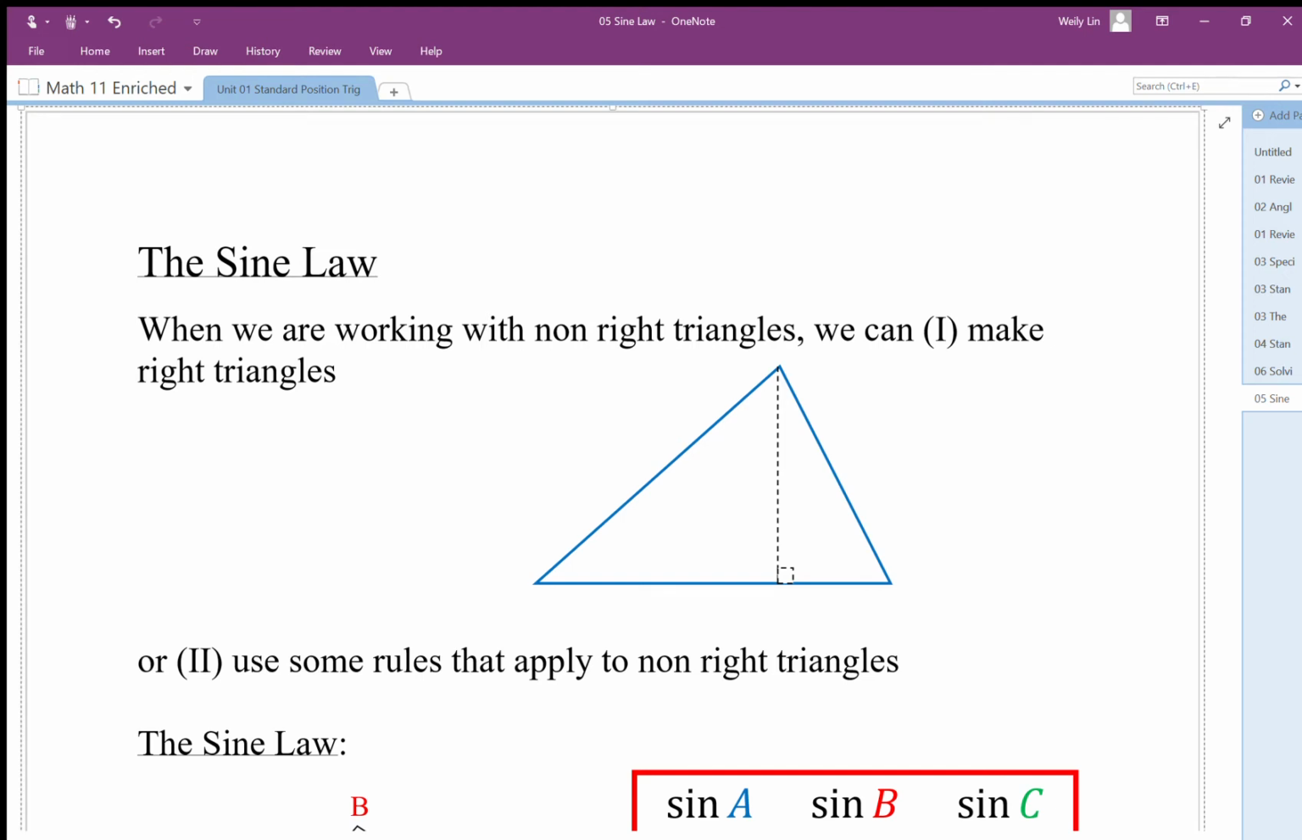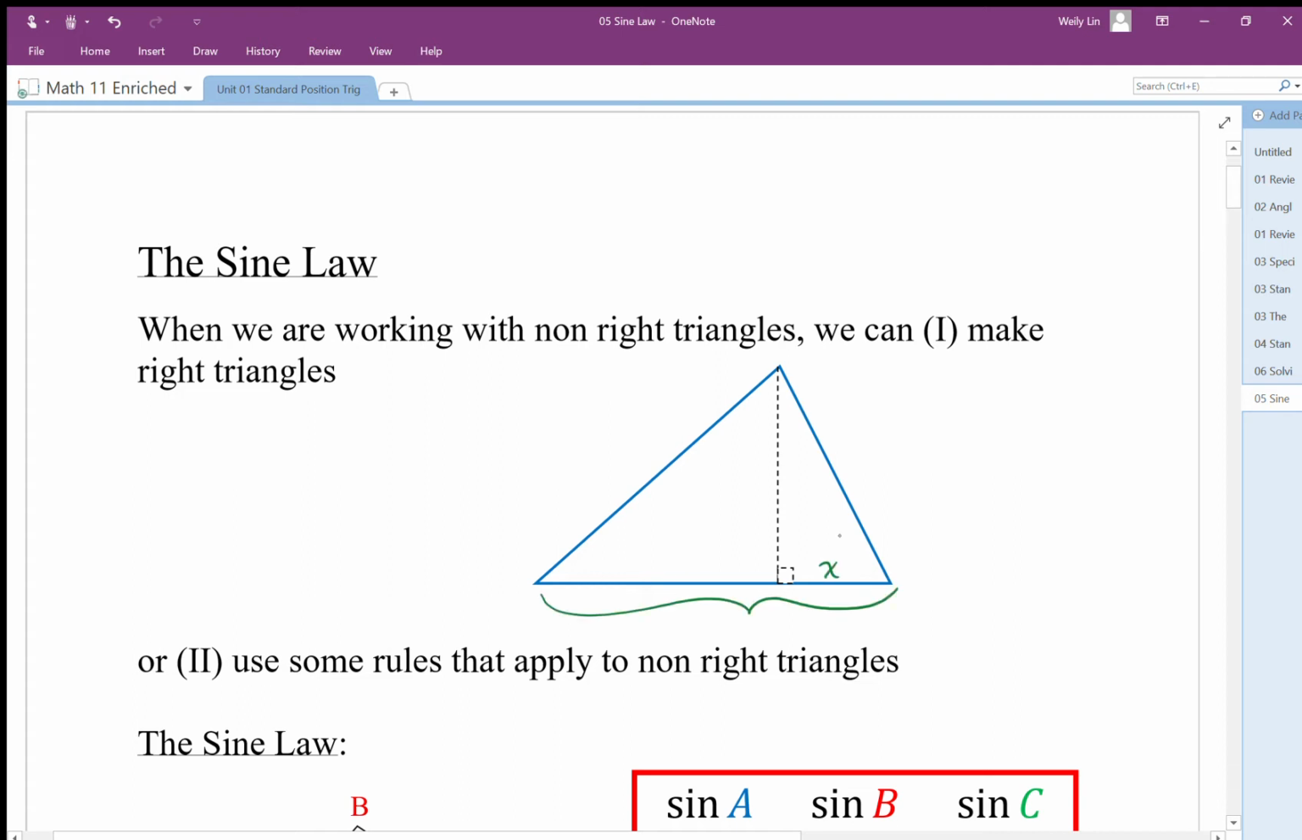So when we work with non-right triangles, what we've done in the past is drop a perpendicular line from the vertex down to the base, and split this up into two right triangles. Being able to do this allows us to use right triangle trig to solve for the sides of this triangle. Now the difficulty with this would be that you would have to split this length up into two parts.